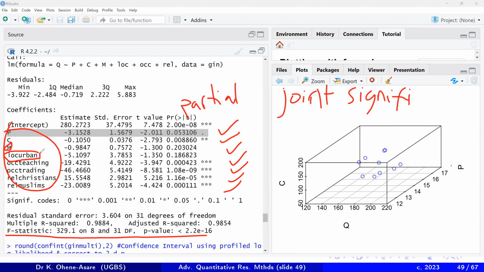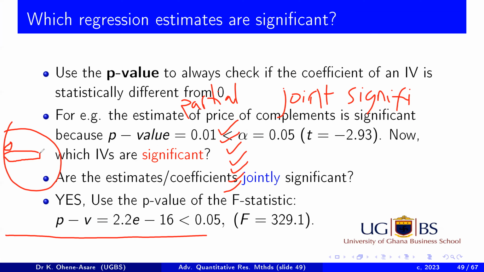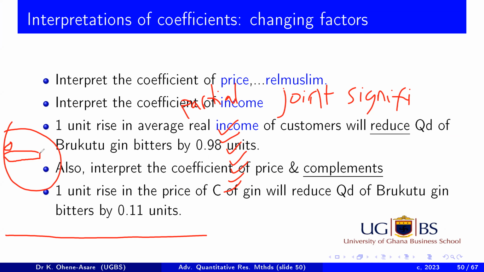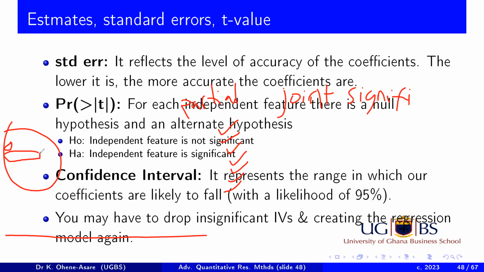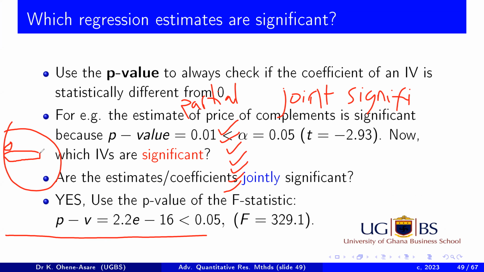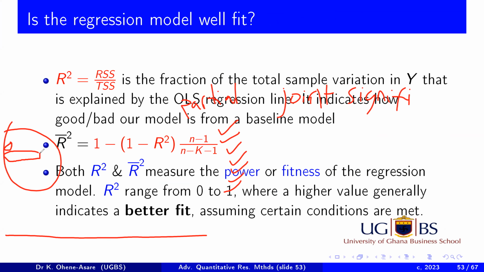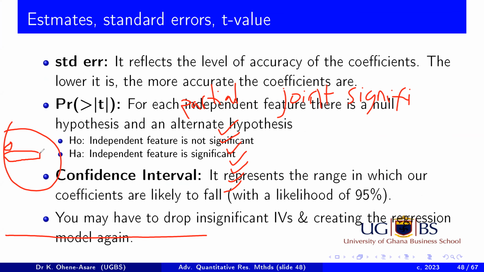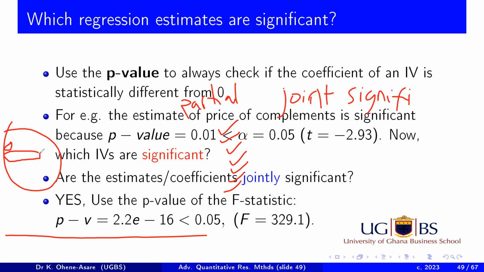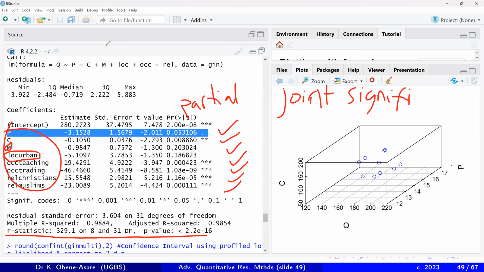What is the difference between using this F statistic to determine the joint significance, and how is that different from the R squared? What is the R squared? We'll come back to that though. But for now, I want us to go to the next thing, which is interpreting the variable.